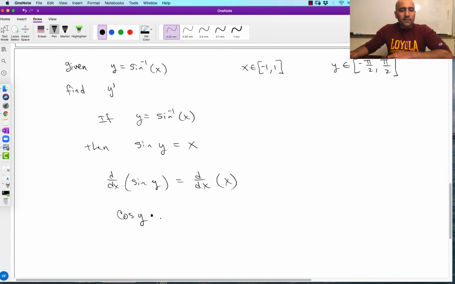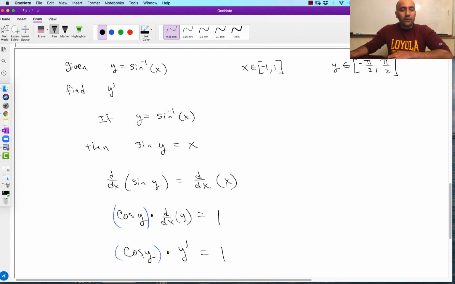Cosine of y times d/dx of y, which is going to be our y prime. On the right-hand side, the derivative with respect to x of x is just equal to 1. So this is equal to cosine of y, outside of that, times the derivative with respect to x of y. So it's cosine of y times dy/dx, or just y prime, which is what we're after, equals 1.